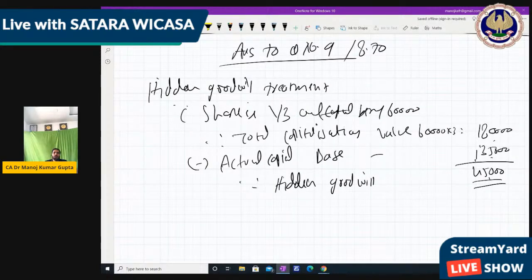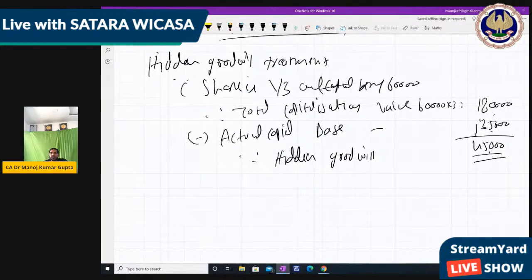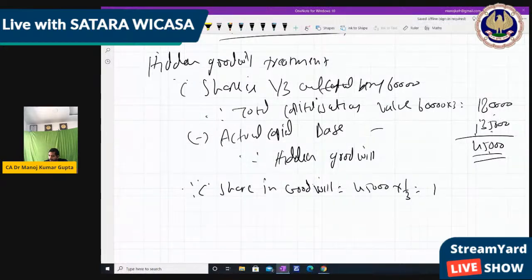Right? So hidden goodwill is 45,000. Now that goodwill should be brought in or adjusted. How to adjust? Either we can adjust only for C or we can adjust the entire amount. So let's adjust only for C. Therefore, C's share in goodwill: 45,000 into 1/3, that is 15,000.